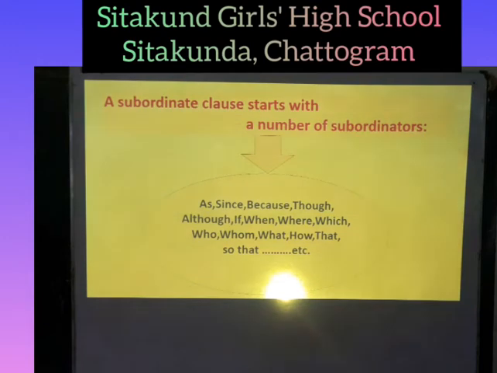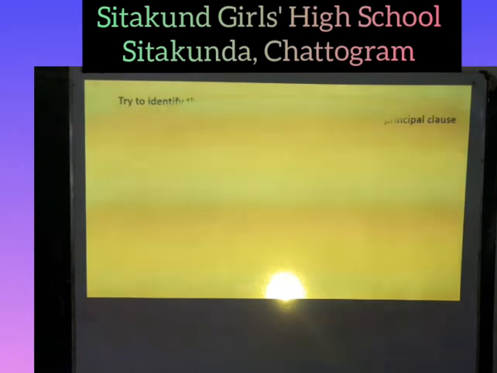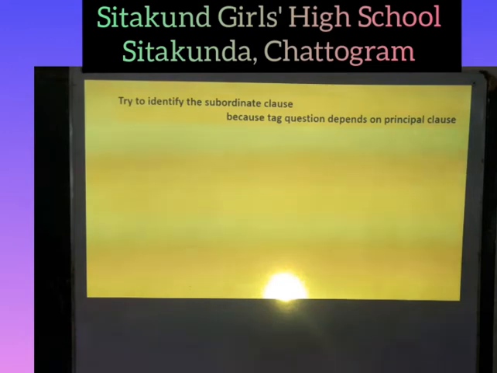Dear students, you are looking at since, because, though, although, if, when, where, which, who, whom, what, how, that, so that, etc. And these words are called subordinators. Actually, a subordinate clause starts with one of these subordinators. So you have seen some subordinators. Now you have to try to identify the subordinate clause, because the tag question depends on the principal clause.